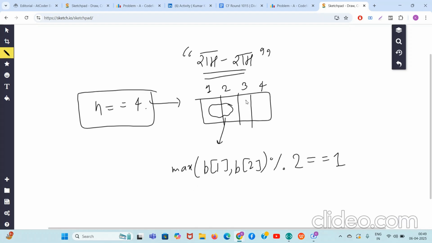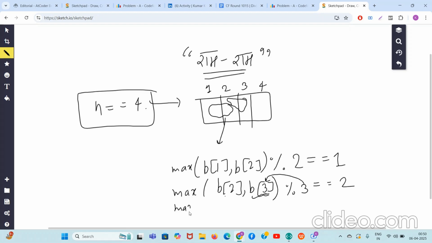Then if you take the maximum of the second and third number, and please note that this time the last number is the third number, and you do it modulo with the same index only. You're taking max of second and third number and doing modulo with 3. Can you see this 3 is matching this number? Then the value should be 2.